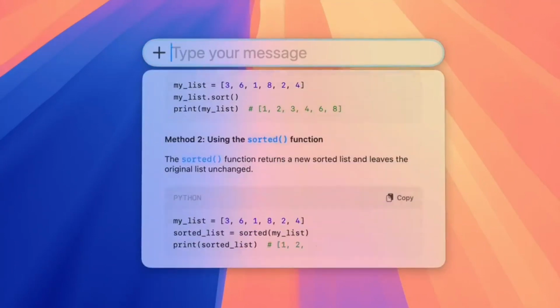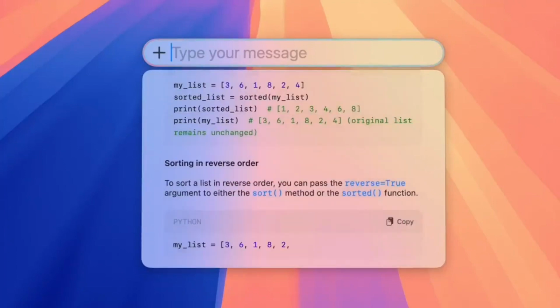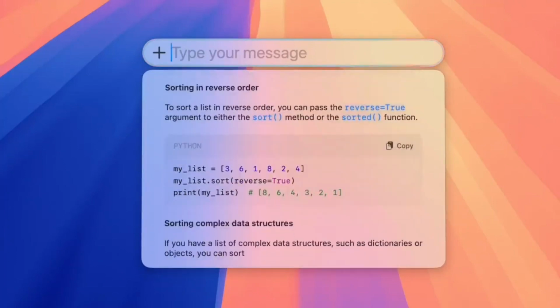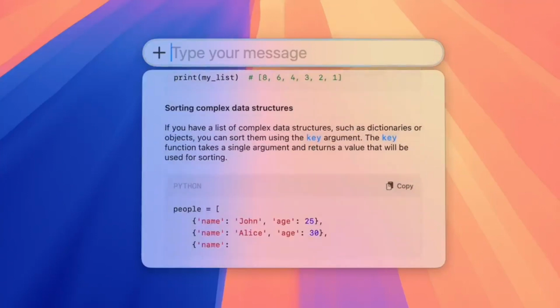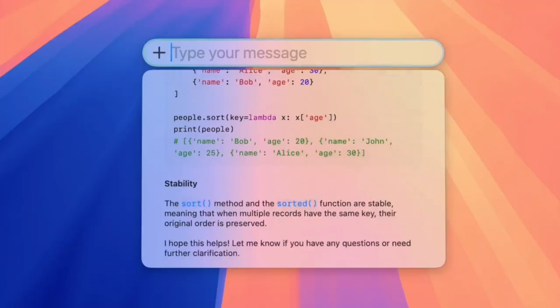Let's try a quick web search within HuggingChat. It's seamless and brings in information right when you need it. That's it, folks. HuggingChat for macOS is really taking open source AI to a whole new level. It's accessible, easy to install, and has all the features you'd need for both casual and professional use.